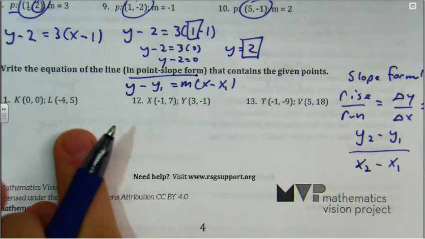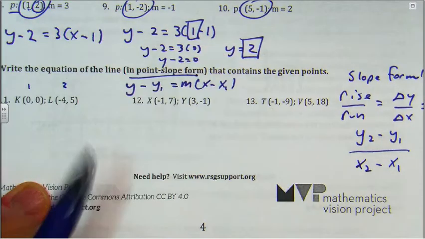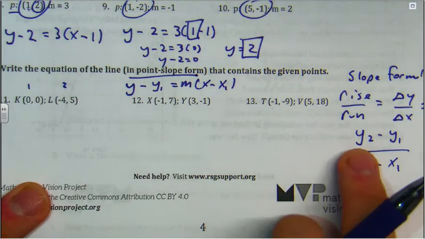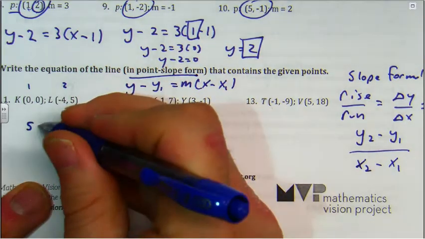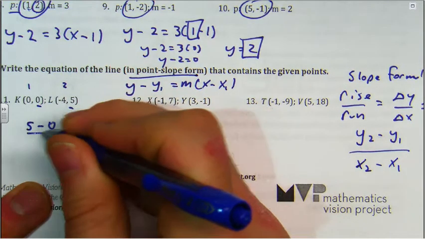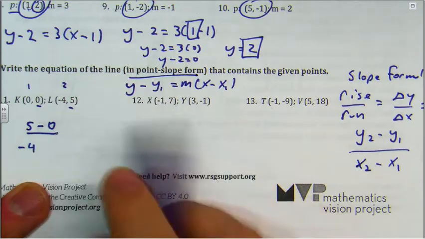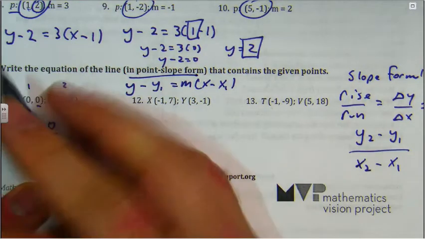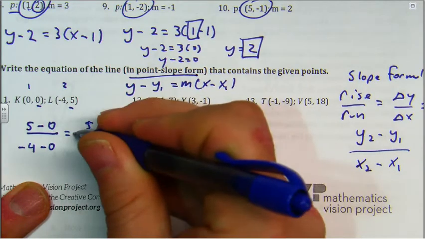So let's go ahead and look at number 11 here, for example. I'll call this our first point, I'll call this our second point. So the y value of our second point is 5, and I'm going to subtract the y value of our first point, which is 0. I then see that the x value of our second point is negative 4, and I'm going to subtract the x value of our first point, which is 0, giving me negative 5/4.